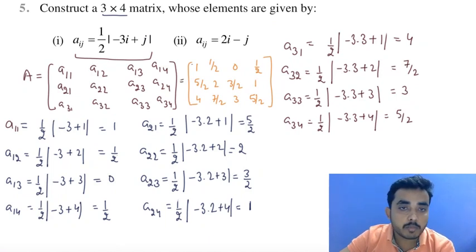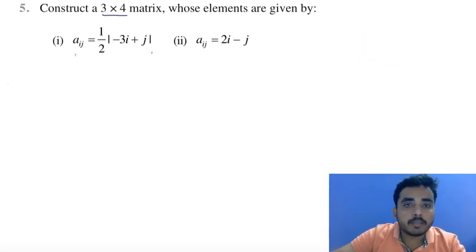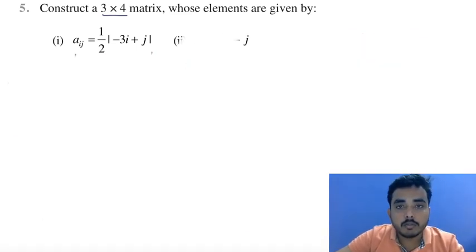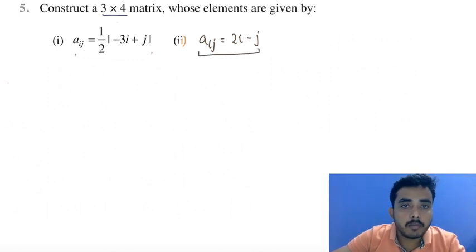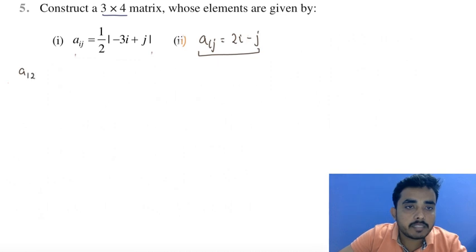Now let's make some space here and we'll solve part 2. तो स्टूडेंट अब हम देख रहे हैं पार्ट नंबर 2. Oh, sorry, I erased it. Let me rewrite. So this was पार्ट टू. हमें अब 3/4 मैट्रिक्स बनाना है, तो हमें पहले सारे एलिमेंट्स निकालें.